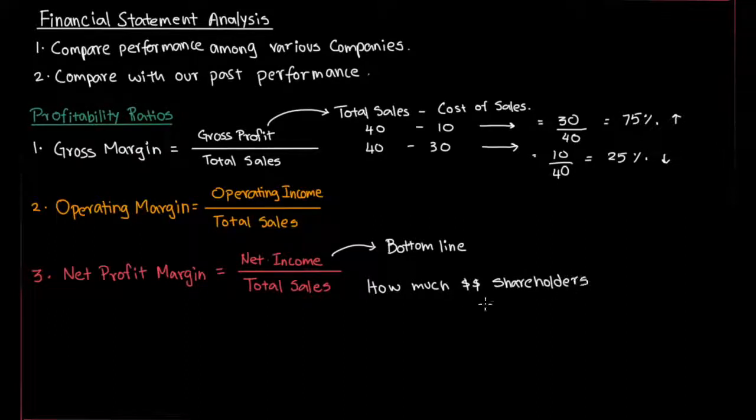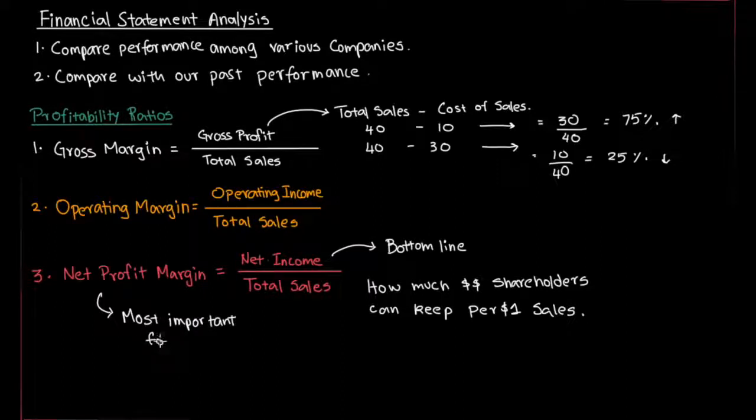This tells us how many dollars the shareholders can keep per $1 of sales. For every $1 of sales, what percent of that $1 can they take? If you say 10%, that means 10 cents of every dollar of sales they can take as net income. A lot of investors see this as a very important ratio. These are the three main profitability ratios.